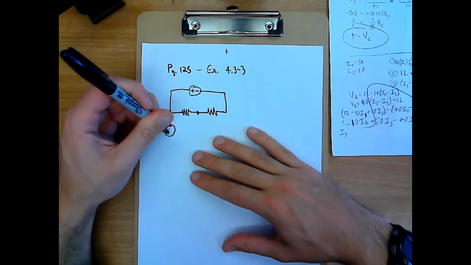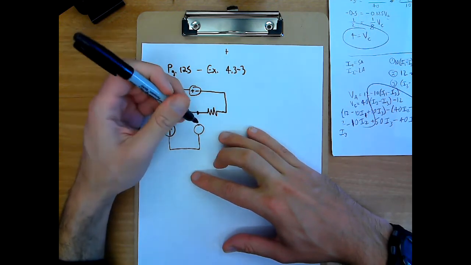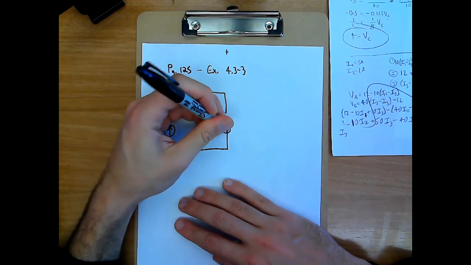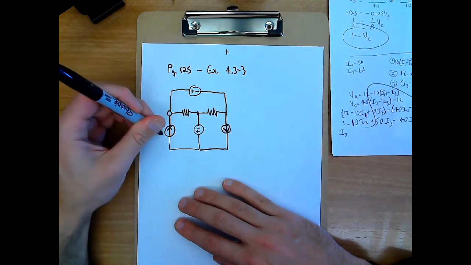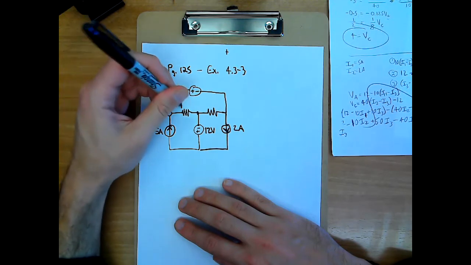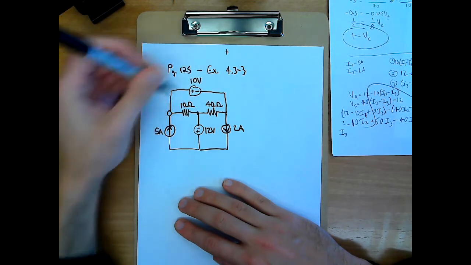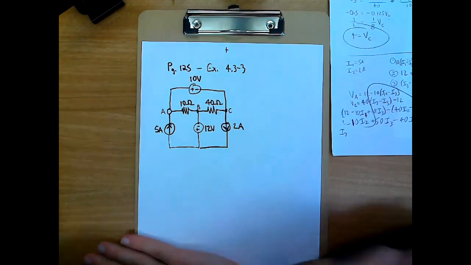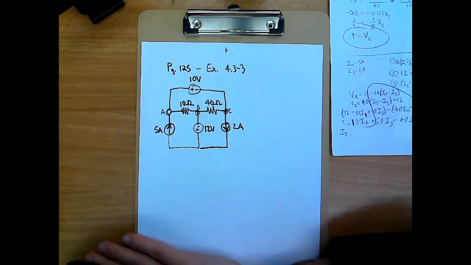Voltage source up top, a couple resistors in the middle, current source there. There's another voltage source. We have one more current source over here. All right, let's label some stuff. I'm just labeling the nodes A, B, and C. This one's not filled in. These are filled in just because I forgot to draw the circles. So those are all nodes.